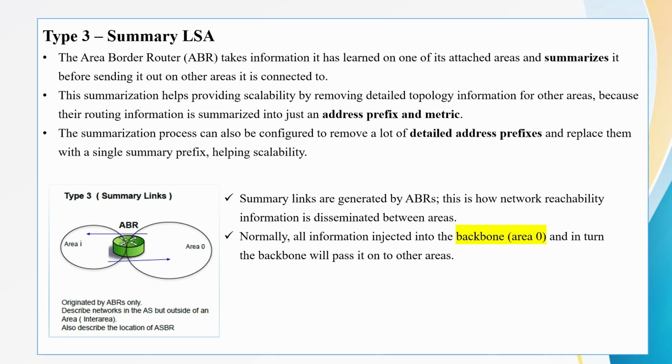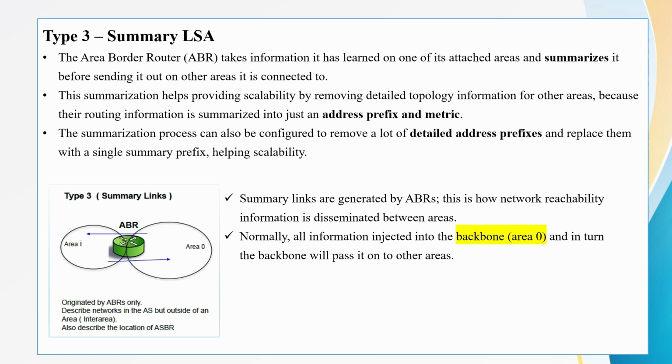So the type 3 summary router, type 3 called the summary LSA. The area border routers take the information they have learned on one of their attached areas and summarize it before sending it out to another area it is connected to. These summarizations help provide scalability by removing the detailed topology information for other areas, because this routing information is summarized into just the address, prefix, and metrics.